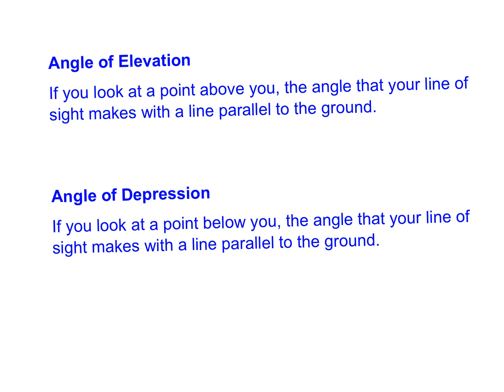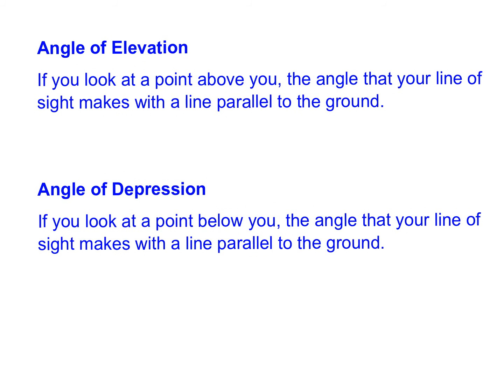Now, as we tackle trigonometry word problems, we're going to encounter 2 other types of angles. We're going to encounter the angle of elevation and the angle of depression. Now, we're going to read about them in the problem, and we're going to have to visualize what they actually mean. So by definition, angle of elevation is saying if you look at a point above you, the angle that your line of sight makes with a line parallel to the ground is called the angle of elevation.